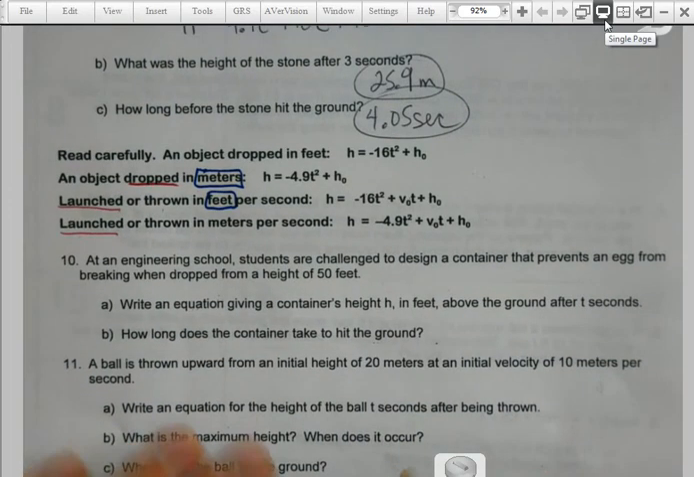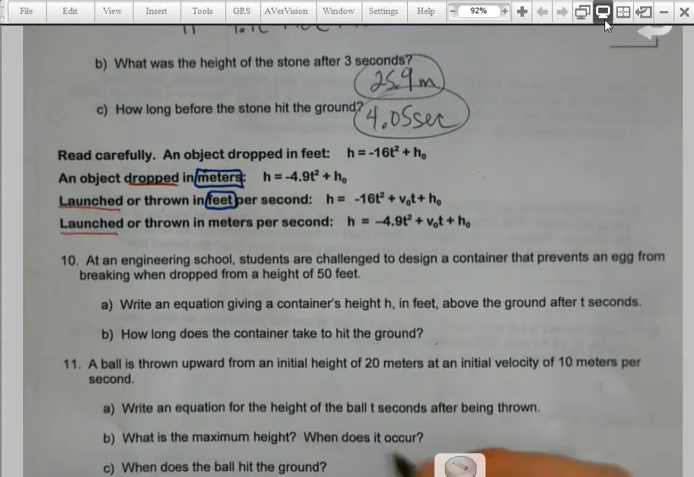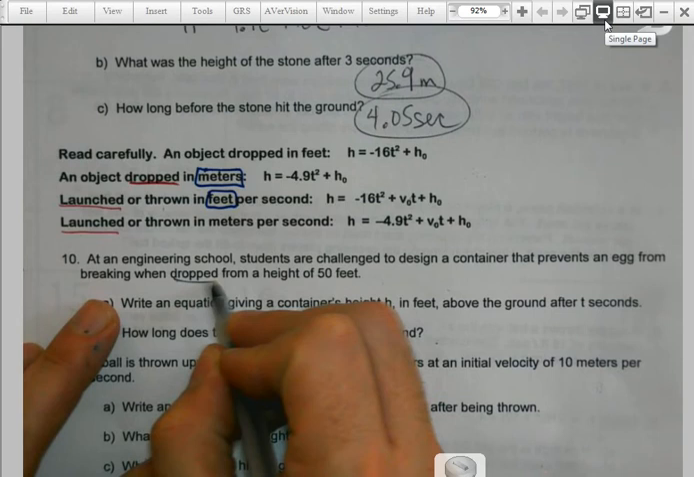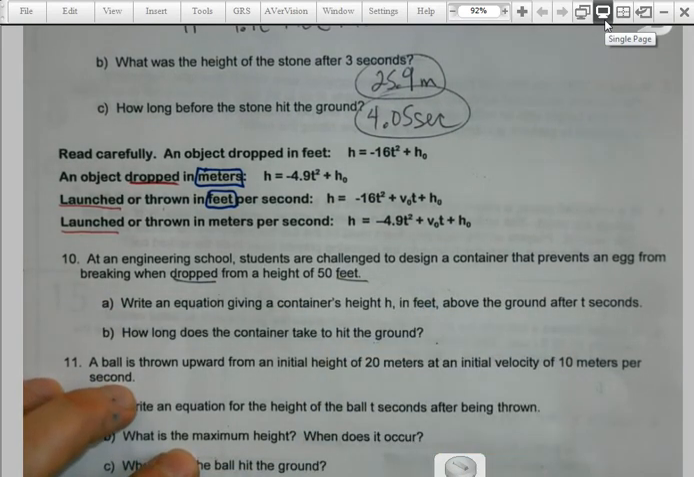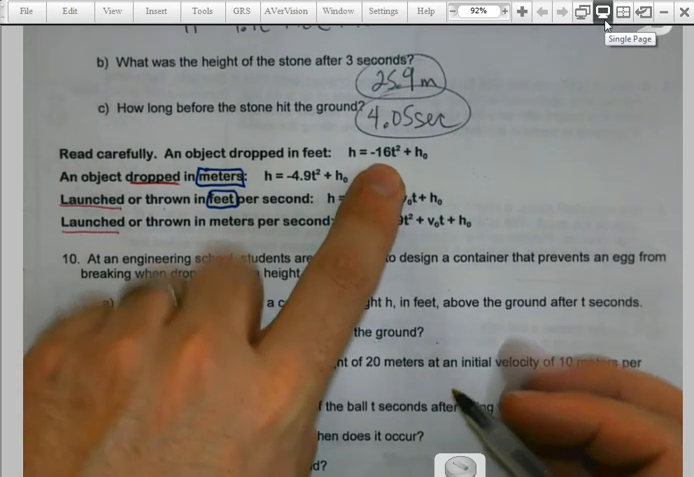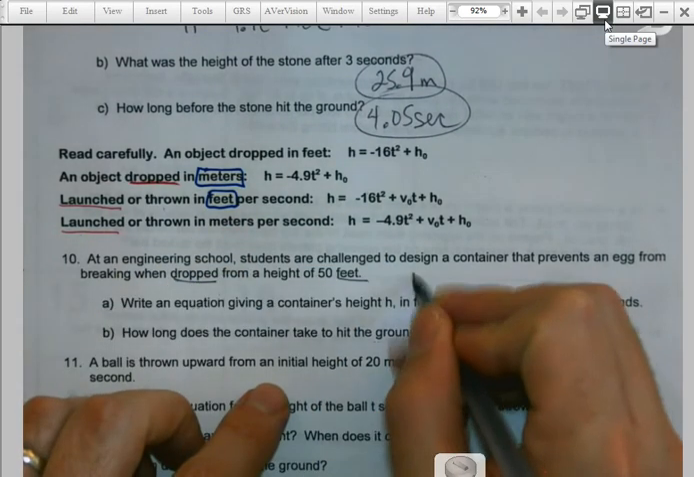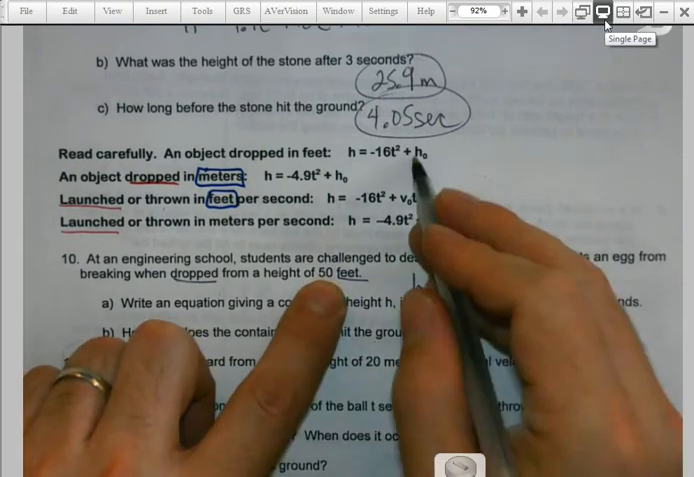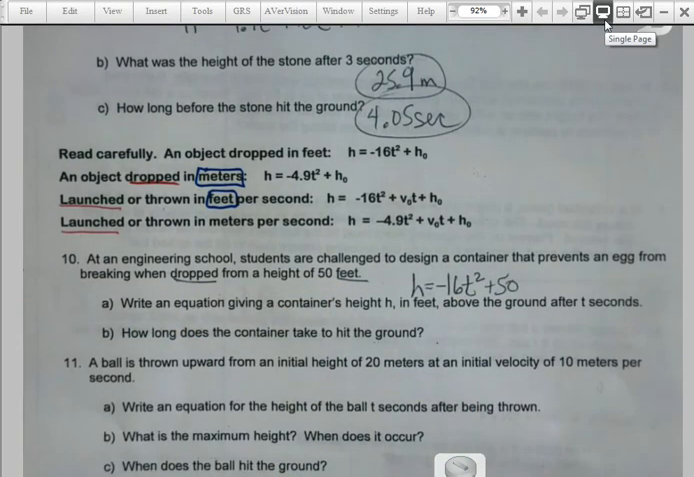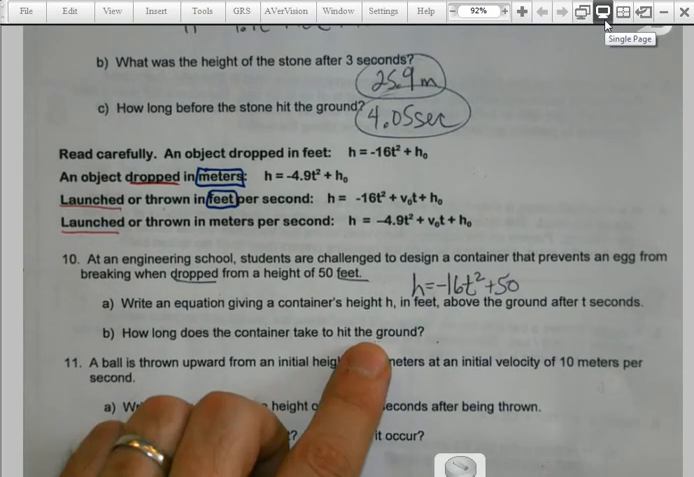So for instance, on number 10, in an engineering school, students are challenged to design a container that prevents an egg from breaking when dropped from a height of 50 feet. Write an equation giving the container's height in feet above the ground after t seconds. Now again, we notice dropped, we notice feet. So we're like, okay, dropped in feet, we're going to use this guy. So h equals -16t squared plus my initial height, 50. That's all I need. How long does it take the container to hit the ground?